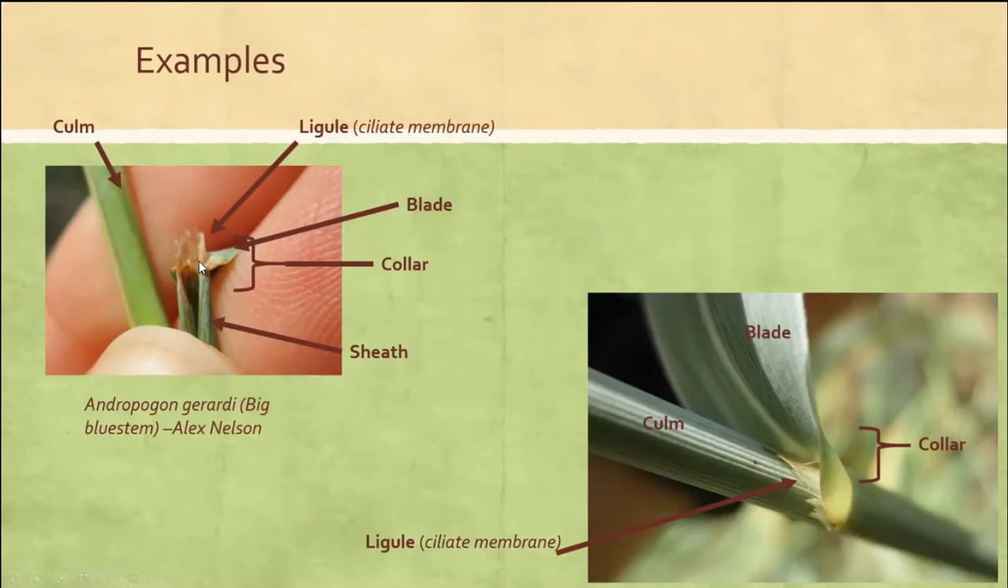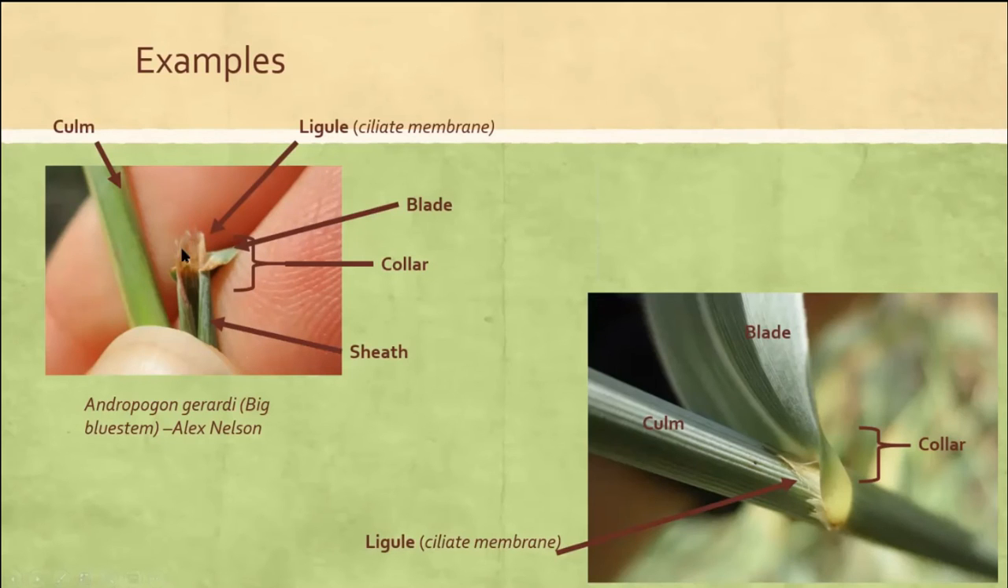And then in between these two, the blade and the sheath, there's this weird vertical projection that doesn't look like it really does anything. And that's the ligule. This is a ciliate membrane, which just means that it's a sort of translucent projection off of the leaf sheath that has these fringed ends. That's the cilia, these little fringed tissues.